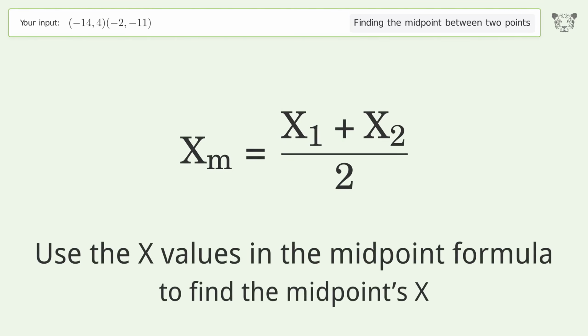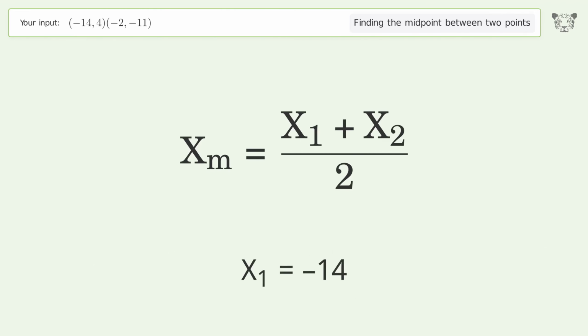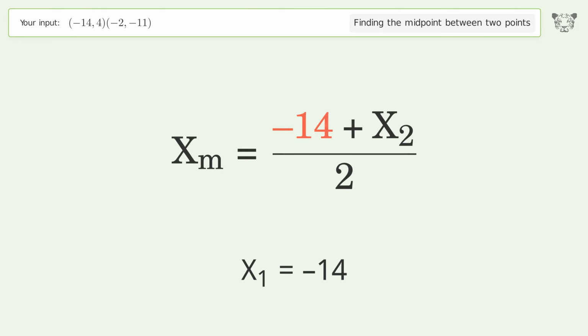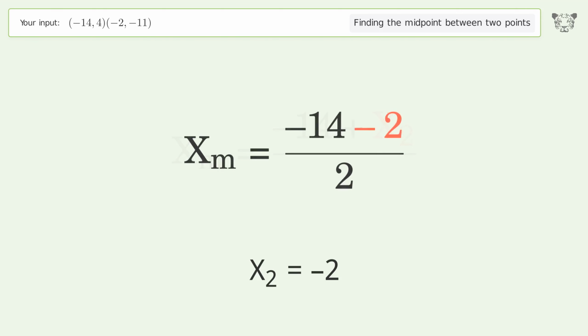Use the x values in the midpoint formula to find the midpoint's x. x1 equals -14. x2 equals -2. Simplify the arithmetic.